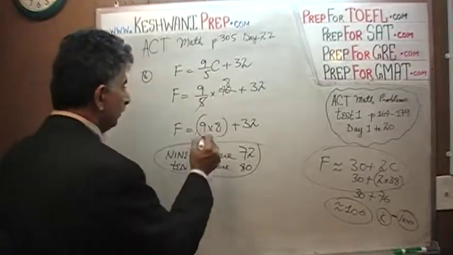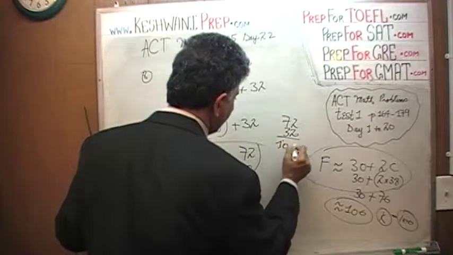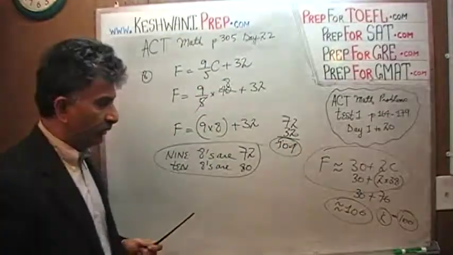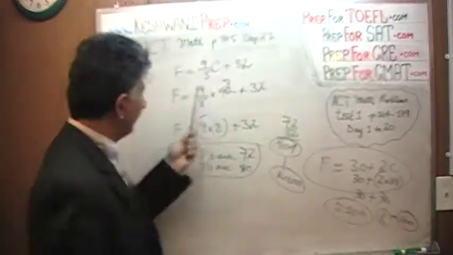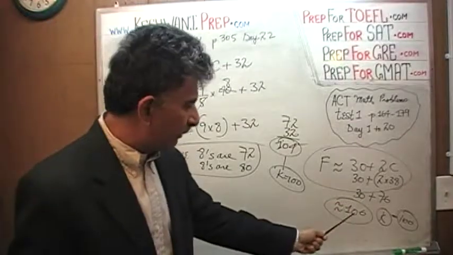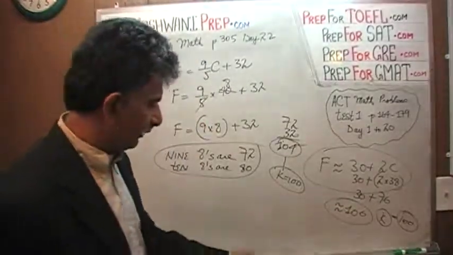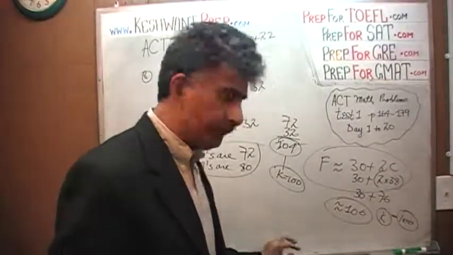So it's 72 plus 32, we come up with 104, and the answer choice that comes closest to 104 is K, which is 100 degrees again. So doing this method, we come up with the answer of 104. Doing this rough and tumble method, we come up with 106. It's close enough. I'll see you tomorrow, okay? Bye now.